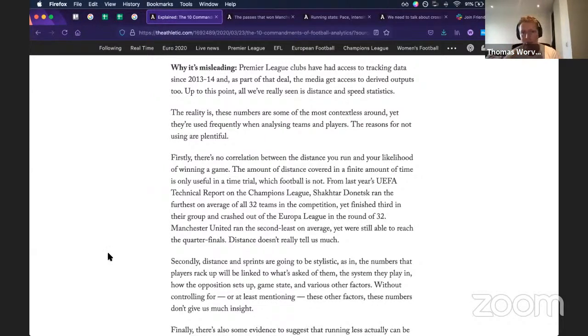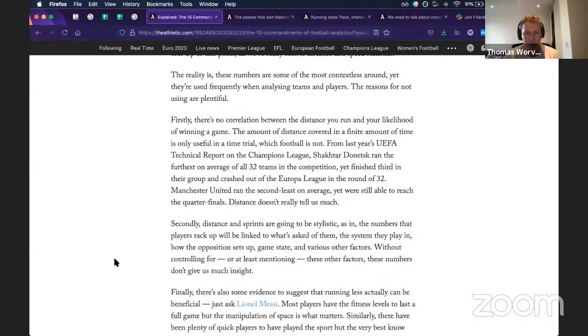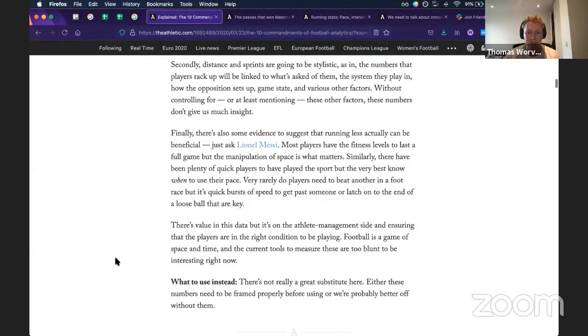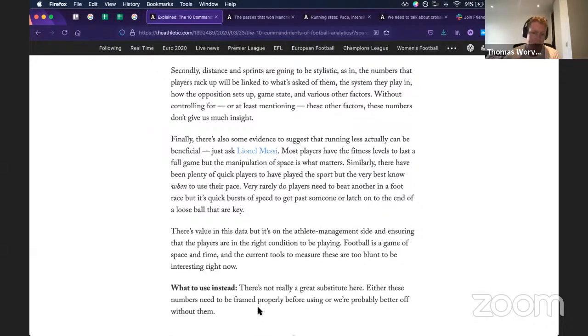And that set us up nicely for another article I'll mention later, which is around looking at running stats in a bit more detail. So I think, unless those numbers are framed properly and you're using them in the context of players in their own position or the same role or something like that, then they don't tell you much. They're a figure, but I don't think they're an overly interesting nugget of insight, really.